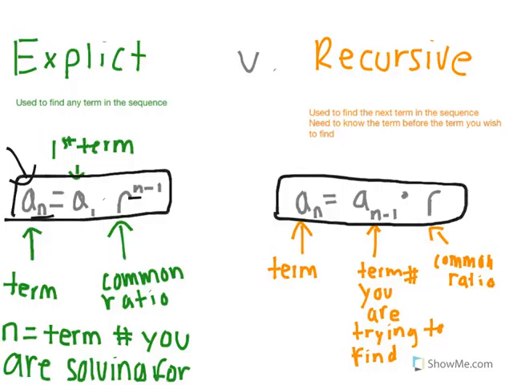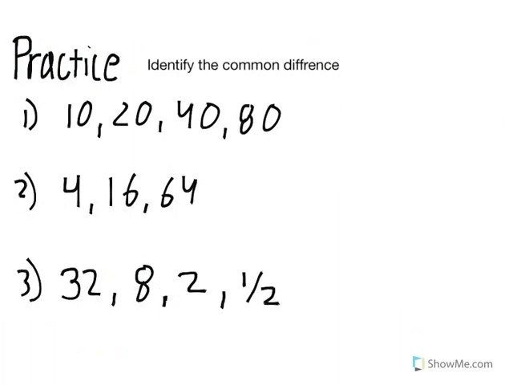The recursive formula is a of n, which is the term I'm trying to find, is equal to a of n minus 1, which is the term preceding the term I'm trying to find. So the term number you're trying to find minus 1, so the one before it, the term before the term you're trying to find, and r is the common ratio.